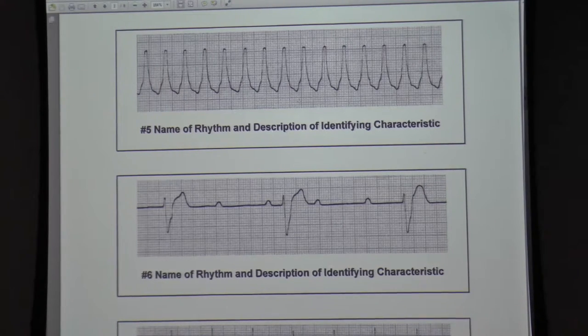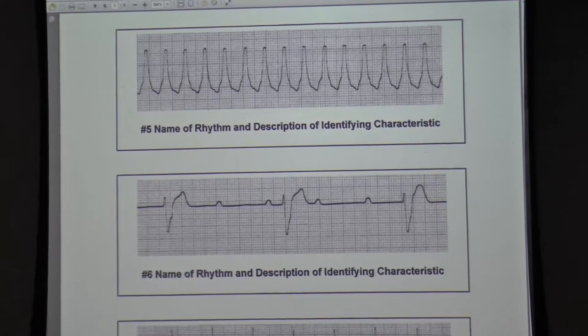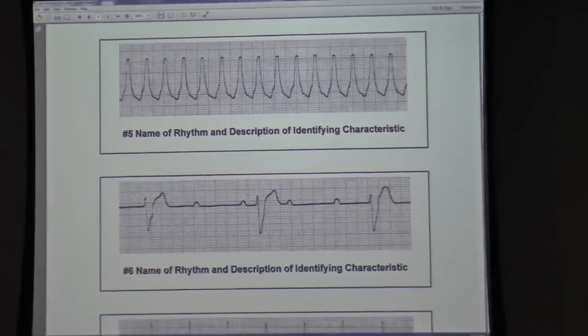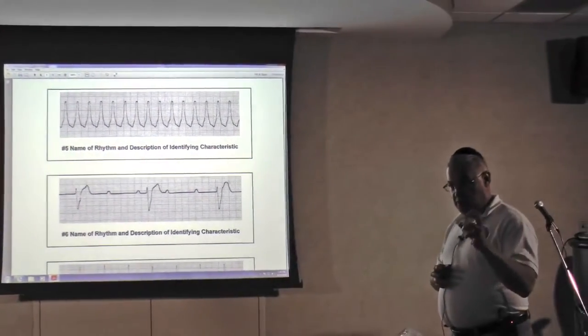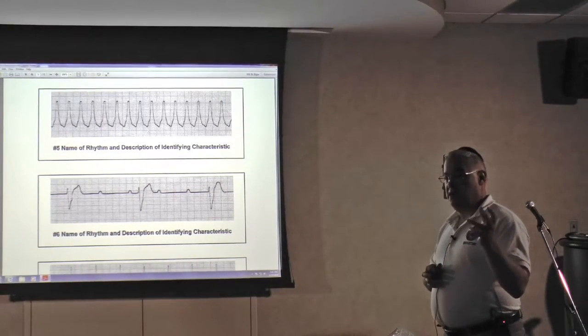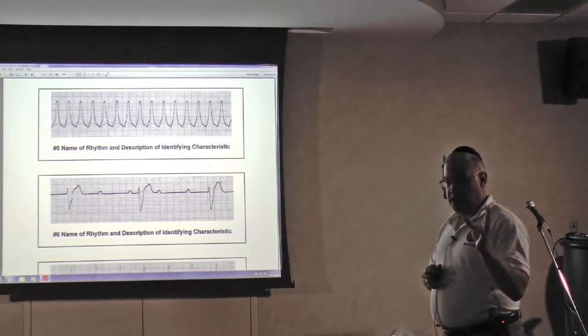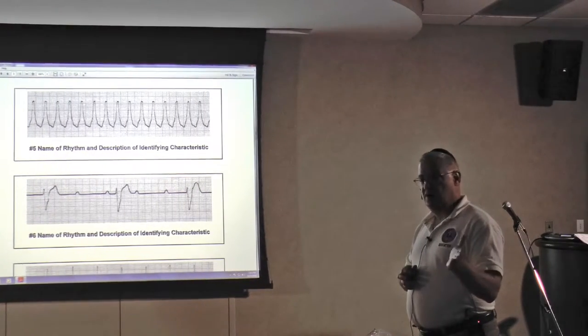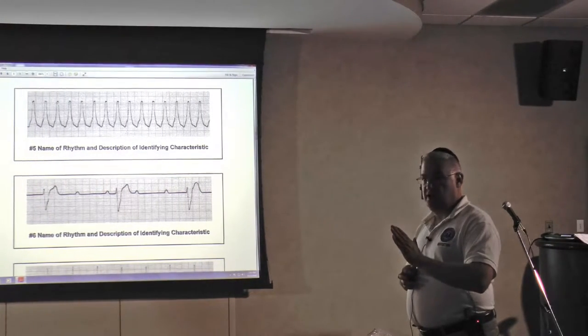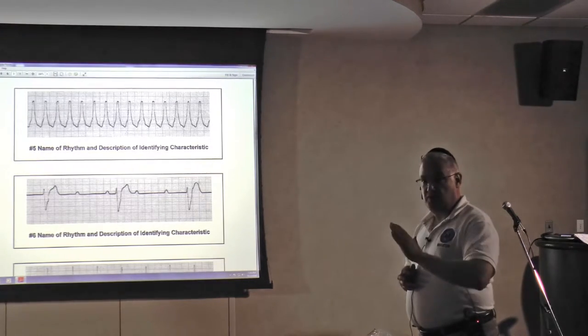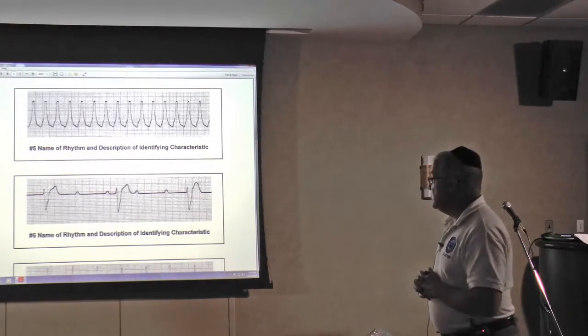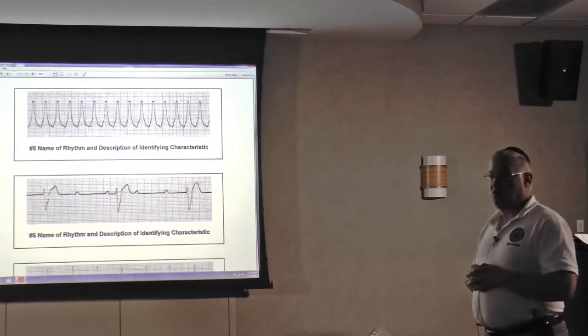If it was under 100, what would we call it? An accelerated idioventricular rhythm. Idio means within. And if it was between 20 and 40, we would call it idioventricular. Idio means within. So the normal intrinsic rate of the ventricles, we said, was 20 to 40. So if it's 20 to 40, it's idioventricular. 40 to 100 would be accelerated idioventricular, and over 100 would be VTAC. So it's all the same, just depends on the rate.